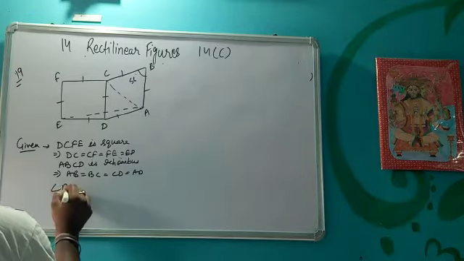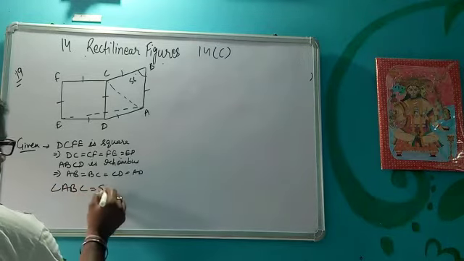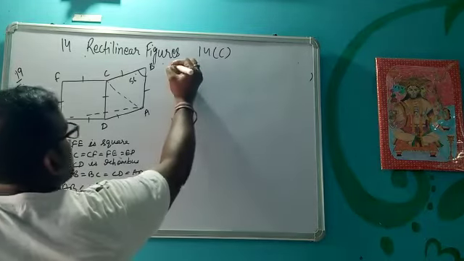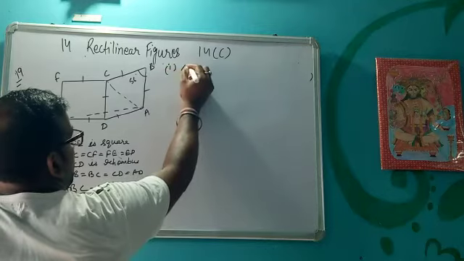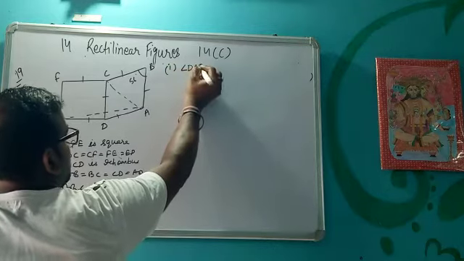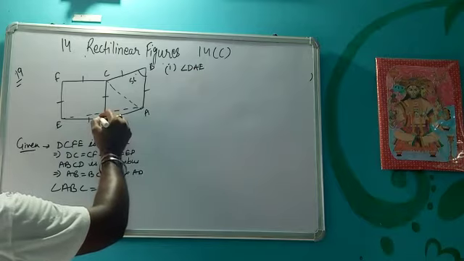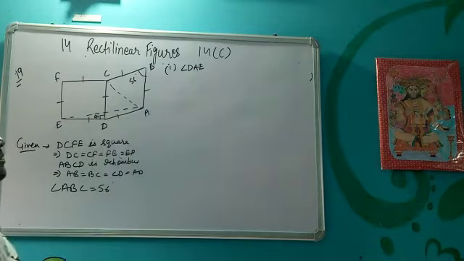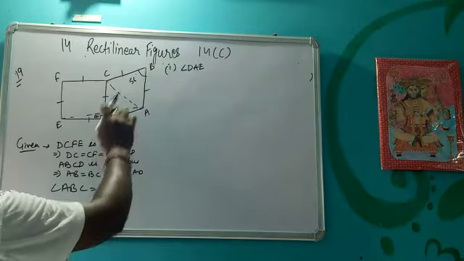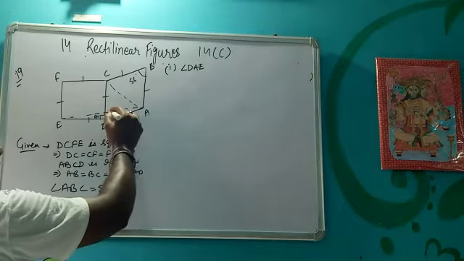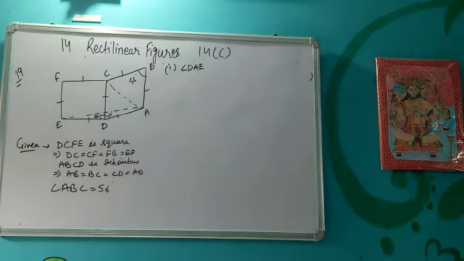Now angle ABC is equal to 56 degrees, given. So first we have to find the value of angle DAE. If you see carefully, this is a square, so it is 90 degrees. And this is 56, so this is also 56. Why? Opposite angles of the rhombus.